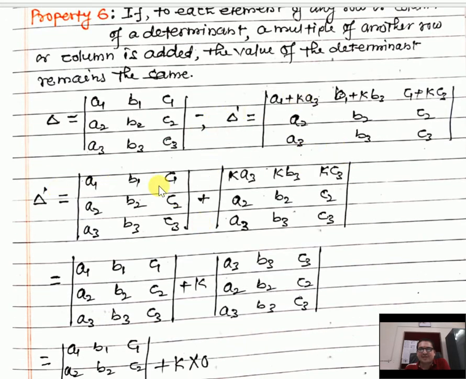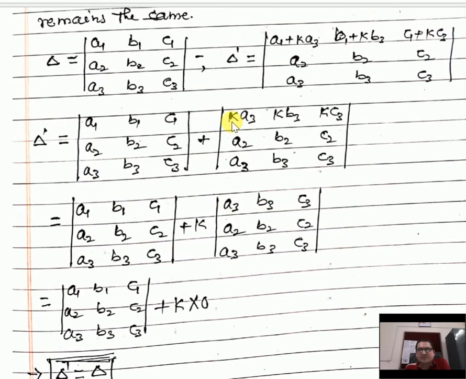This is the new determinant, where we are applying property number 5: a1 b1 c1, a2 b2 c2, a3 b3 c3, and then ka3, kb3, kc3, while the other two rows will be the same as this one. Now this k is multiplied with each and every element, so you can take k common. It will be a3 b3 c3, a2 b2 c2, a3 b3 c3.